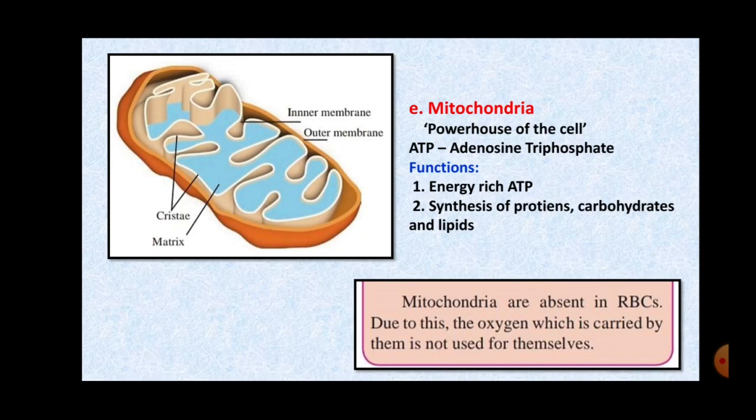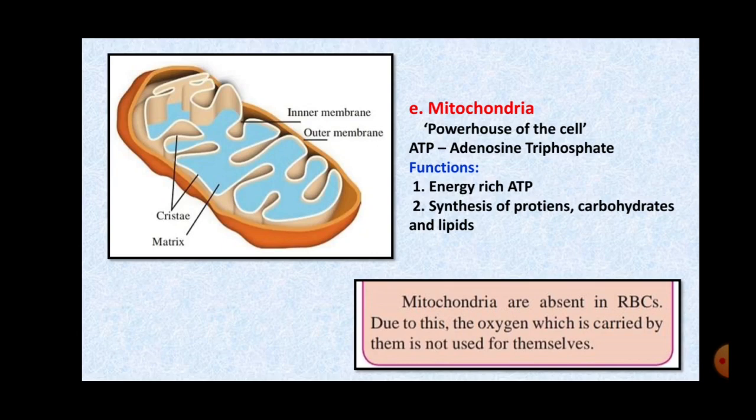Now, one important point here is that mitochondria, as I said, have their own DNA. That means they have their own DNA material, right? Genetic material. DNA is a genetic material. Thus, it can produce its own proteins. And the second important point about mitochondria is that they are absent in the RBCs.